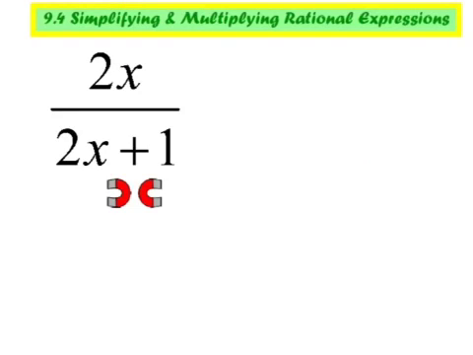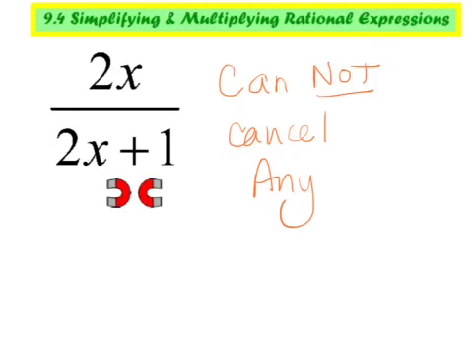Let's take a look at this example. A common mistake that people make is they see a 2x here and a 2x here, and they say, oh, I want to cancel those out. But remember, the bottom 2x is attached with a magnet, with that addition sign, to that 1. So you cannot cancel any. Sorry if there's a little glitch there. Let me say it again. You cannot cancel anything. They are stuck together.